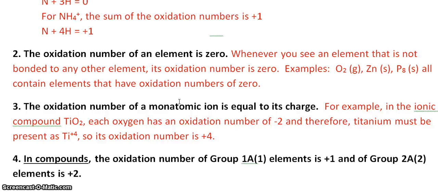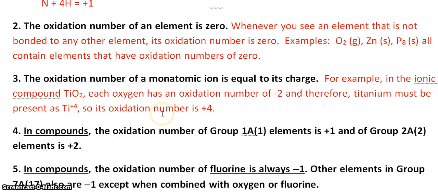Remember that oxygen has 6 valence electrons, so it needs to gain 2 in order to have a full octet. And so its charge is -2 and its oxidation number is -2. Because it's a neutral compound, then the titanium must be present as titanium plus 4. So its oxidation number is plus 4. So in an ionic compound, if you can figure out the charge on the ions, then you know the oxidation number of them. Okay. Now the next few rules only count when you're talking about compounds. So keep that in mind.